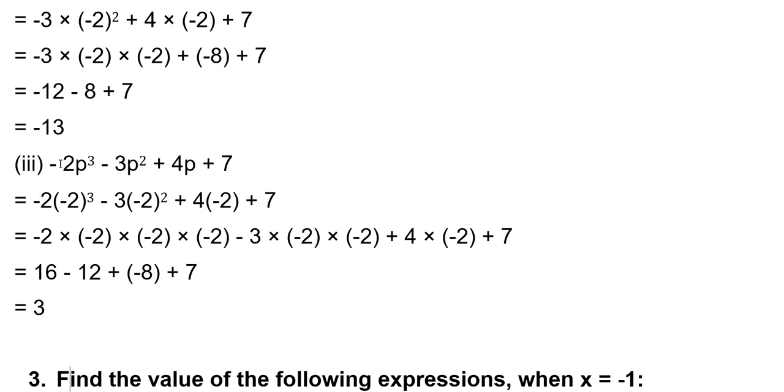Third problem, minus 2p cube minus 3p square plus 4p plus 7 equals minus 2 into minus 2 whole cube minus 3 into minus 2 whole square plus 4 into minus 2 plus 7. Minus 2 whole cube means minus 2 into minus 2 into minus 2, and the minus 2 outside multiplies it, giving plus 16. Then minus 12 plus minus 8 plus 7. Plus 16 plus 7 is plus 23.